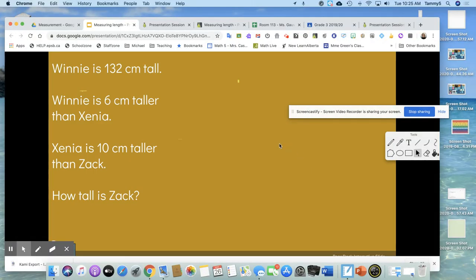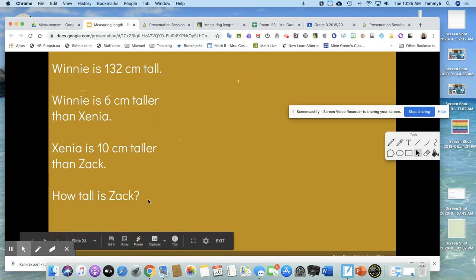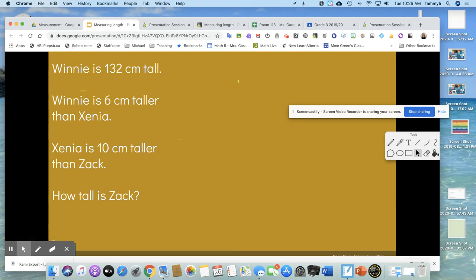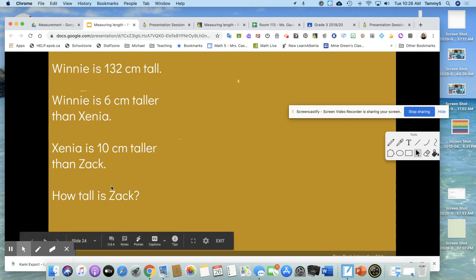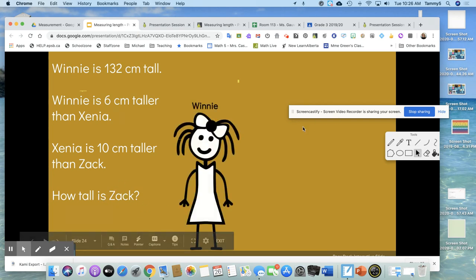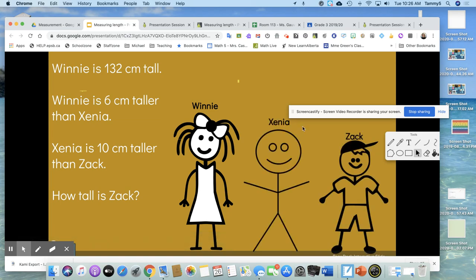Okay, here is another little bit of a trickier problem. So you're going to need to read first for just a general understanding, and then you're going to go back and underline your keywords. So it says Winnie is 132 centimeters tall. Winnie is 6 centimeters taller than Xenia. Xenia is 10 centimeters taller than Zach. How tall is Zach? So in this question, I know I have 3 people, and I have to figure out how tall Zach is. So I'm going to actually just draw some pictures of my 3 students first, and I'm going to write down what I know.